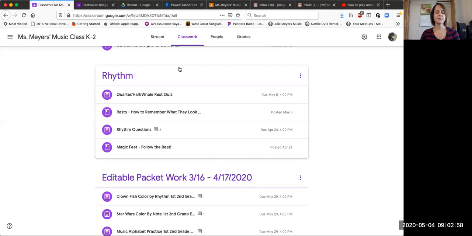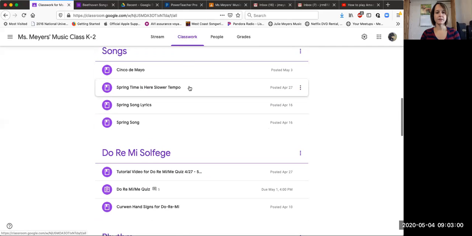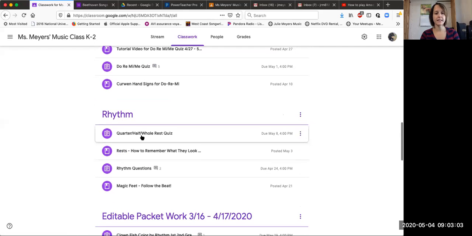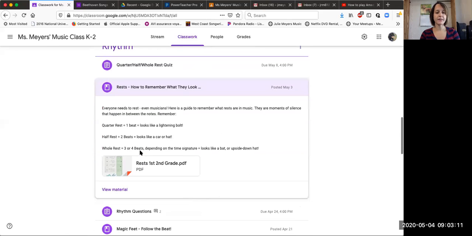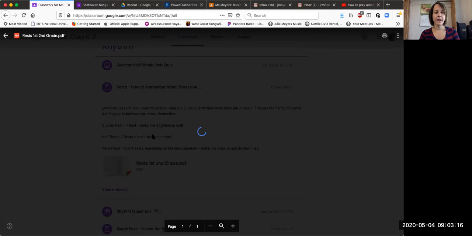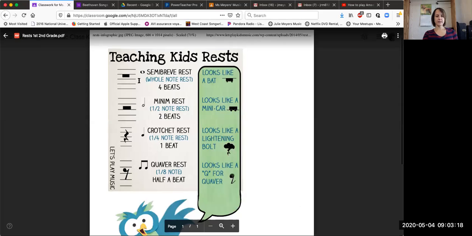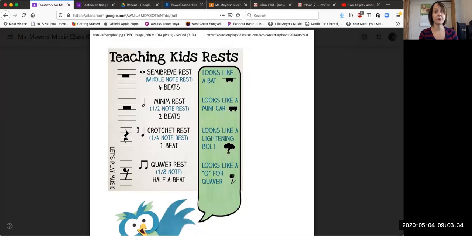Here we are. And if we come to classwork and we scroll on down to rhythm, you're going to see there's two new things. There's the material that you need to click on, and then your quiz. So the material that you're going to look at this week is a picture that helps describe what the rests look like. Now, don't worry about all these fancy words over here, okay? Semibreve, minim, crotchet, quaver, don't worry about all those, okay? And also don't worry about the eighth note, okay? Just worry about the first three. Those are the only ones that we're gonna review and learn about.